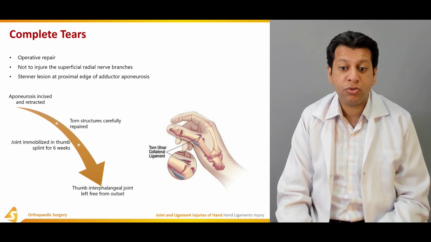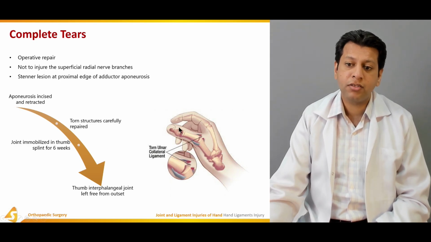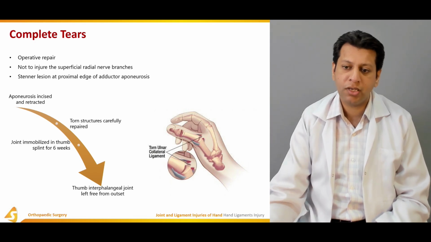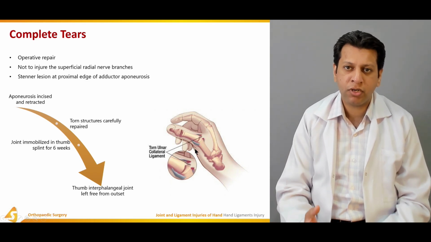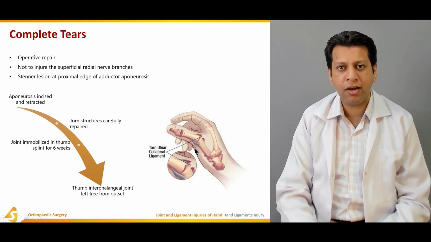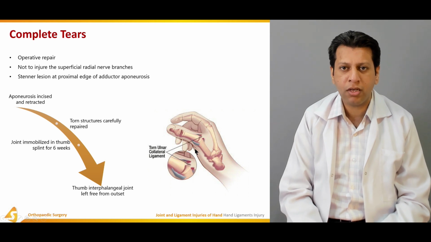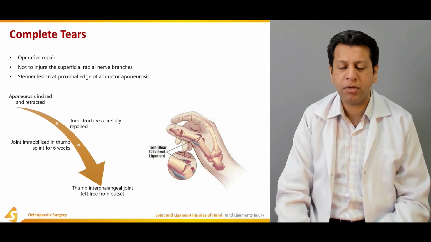The thumb interphalangeal joint is left free from the outside. It is important that this joint is always free so that movement can occur at the distal interphalangeal joint. And the thumb splint or spica is applied up to this level. Once we have incised the aponeurosis and repaired it, we can keep the carpometacarpal joint immobilized for 6 weeks. After 6 weeks, we remove the spica and start the range of motion. As much range of motion as can be done will help rehabilitation of this ulnar collateral ligament.